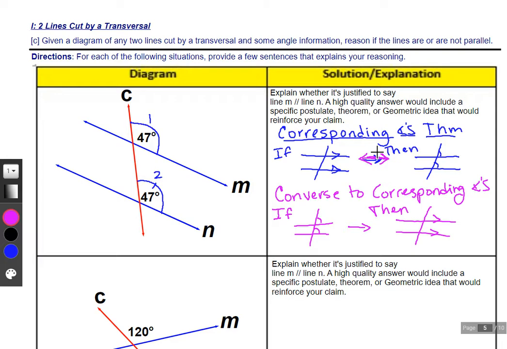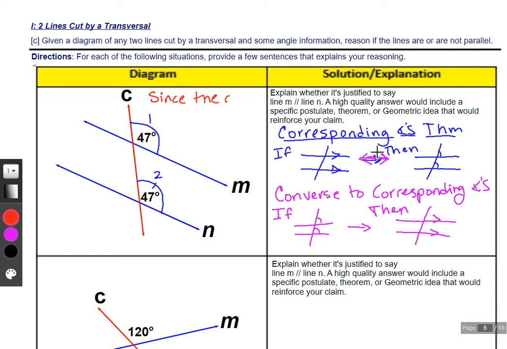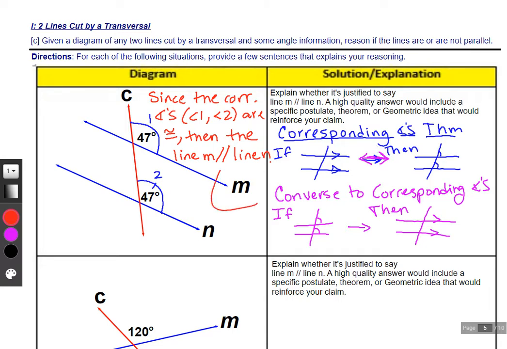And so we can absolutely say that these 2 lines are parallel. If we want to say that within the structure of geometry, we can say it like this: since the corresponding angles, in this case angle 1 and angle 2, are congruent, then line M and line N have to be parallel. And this is exclusively the converse to the corresponding angles theorem.